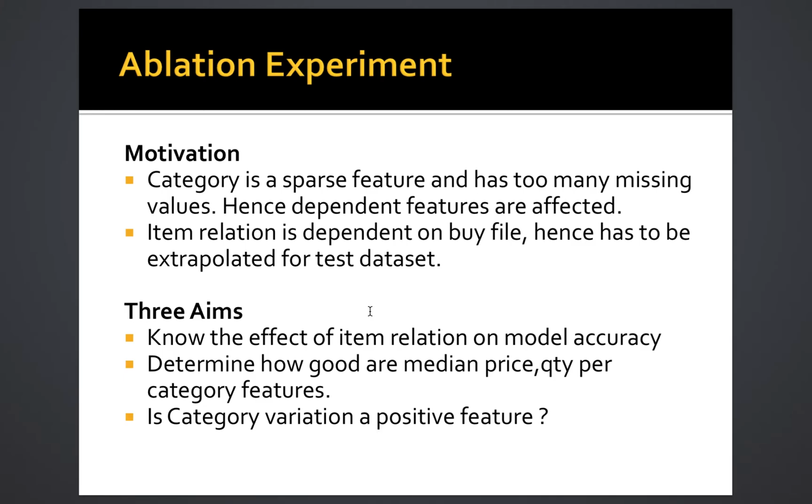The ablation experiment. In this, the motivation was that the category is a sparse feature and it has too many missing values, hence dependent features are affected. Item relation is dependent on the buy file, hence has to be extrapolated for the test dataset. We aimed at three main things. We should know the effect of item relation on model accuracy, determine how good the median price quantity per category features are, and whether category variation is a positive feature.